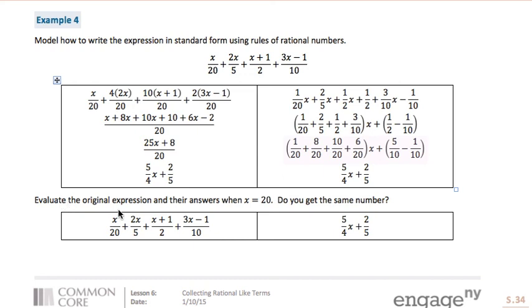If you evaluate the original expressions by substituting x equals 20, would you get the same number?